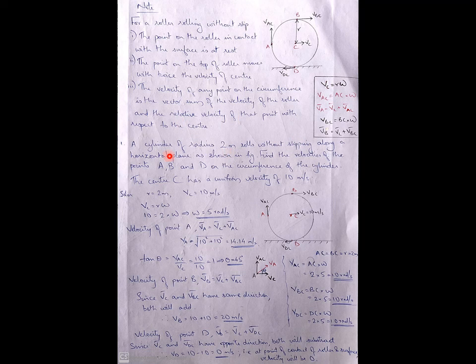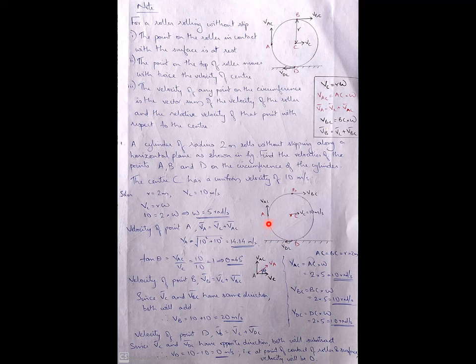A cylinder of radius 2 meter rolls without slipping along a horizontal plane as shown in figure. Find the velocities of points A, B and D on the circumference of the cylinder. The center C has a uniform velocity of 10 meter per second. So what is given? The radius is given, which is 2 meters. Velocity of center point is given as 10 meter per second. This is given in the question itself. This is moving towards right. So we have been asked to find the velocities at A point, B point and D point.